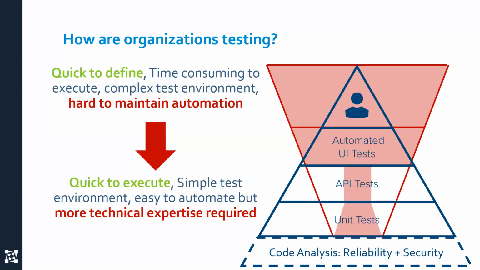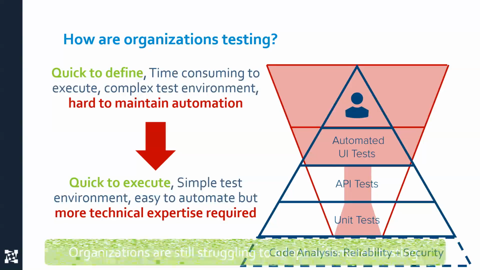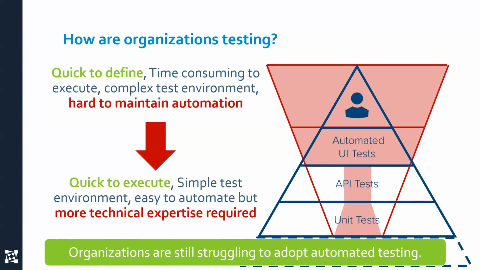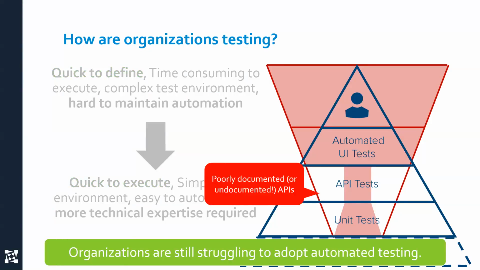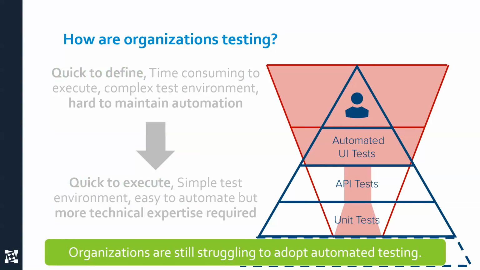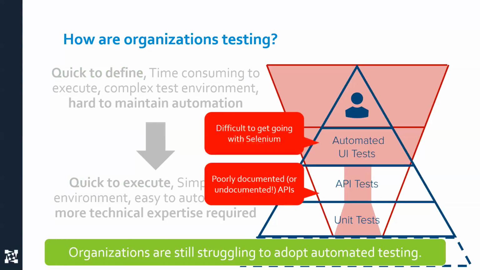So the two things that we're going to focus on today is we're going to focus around the challenges that people have when you're talking about automated UI testing, which is the challenge of getting started with Selenium. And then the challenge of what they have when it comes to doing API testing, which is poorly documented or even undocumented APIs. So we're going to talk about these two today.